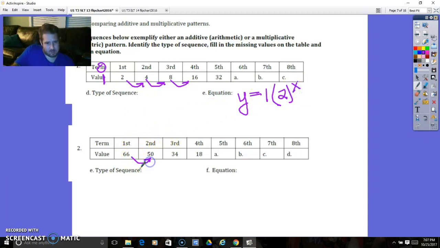For this one, these numbers are being subtracted by 16. Subtract 16, subtract 16.